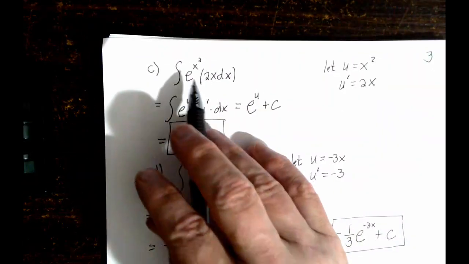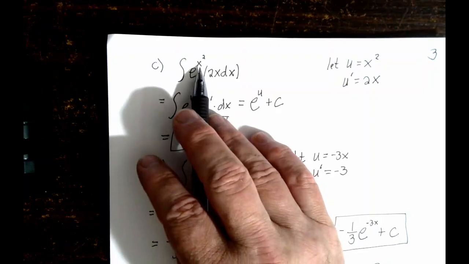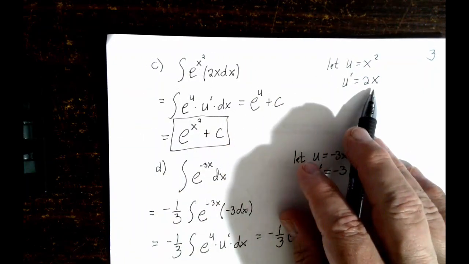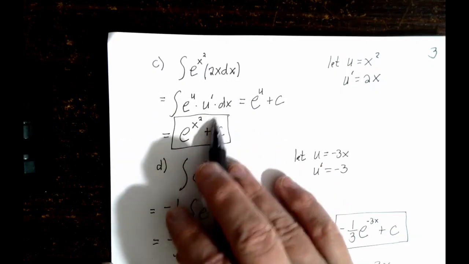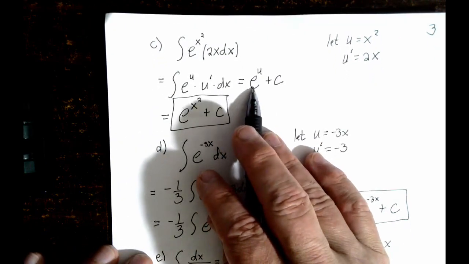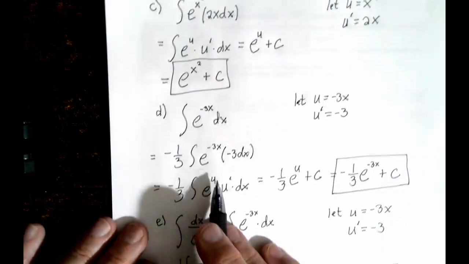If you're taking the x squared as your u, then your u prime is 2x. And so you got your e to the u, u prime, and dx, and you're ready to go. There you go, e to the u. Replace u with what u is.